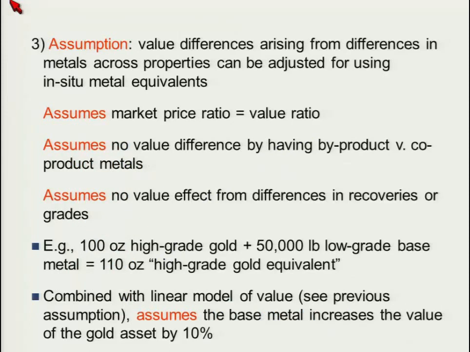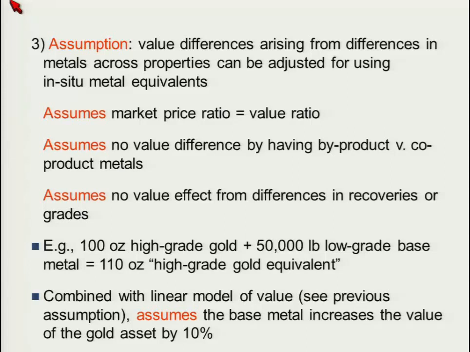What about value differences arising from differences in metals? The assumption is that the market price ratio of the metals is equal to the value ratio. That's one assumption. No differences by having byproduct versus co-product metals. Gold that comes along free is no different than copper that you have to separately extract. That's the assumption when you do metal equivalence. No value effect from differences in recoveries or grades. These are all done on in situ resource estimates. So 100 ounces of high-grade gold plus 50,000 pounds of low-grade base metal that may never be recovered is equal to 110 ounces of high-grade gold equivalent based on the price ratios.